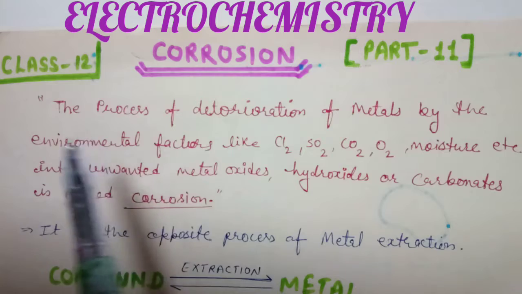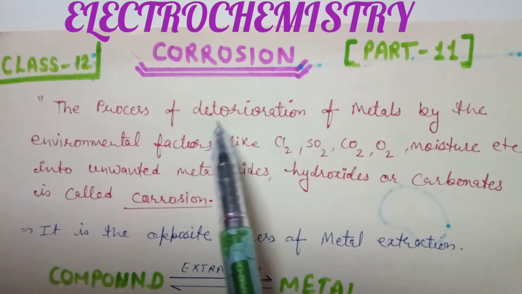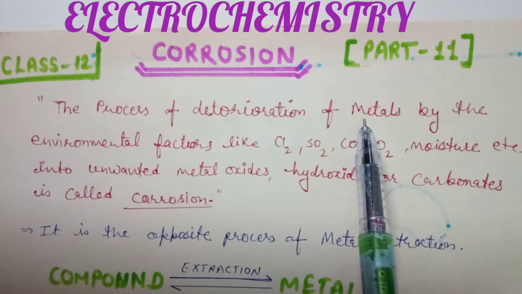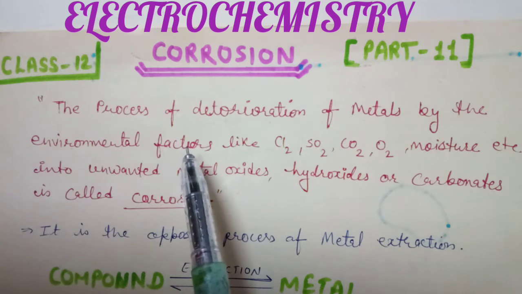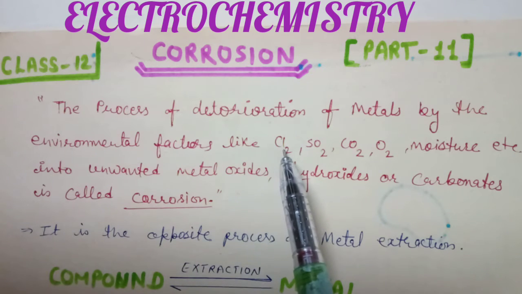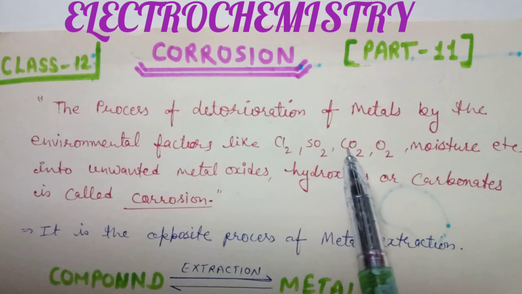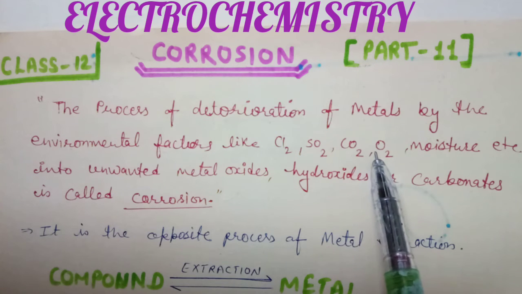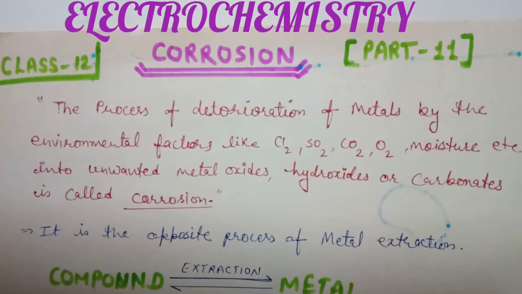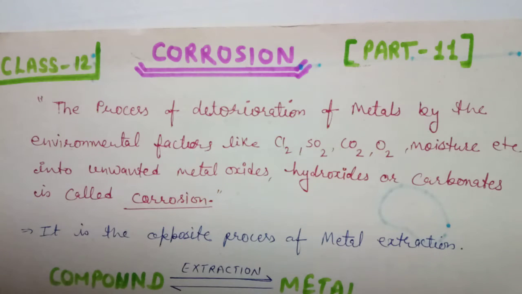Corrosion is the process of deterioration of metals by environmental factors like chlorine gas, SO2 gas, carbon dioxide gas, oxygen gas, moisture, HCl gas, etc., into unwanted metal oxides or hydroxides or carbonates. This complete process is called corrosion. It is the opposite process of metal extraction.